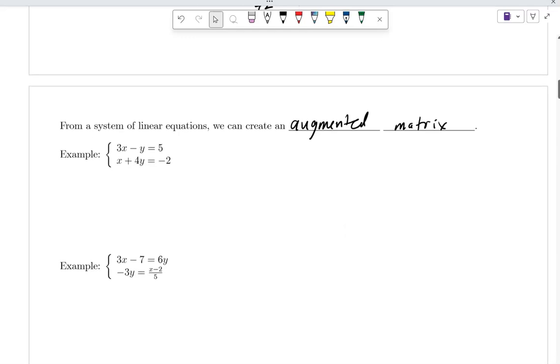The first thing that you want to make sure that you have is that your system of equations is written in standard form. Notice that this one's in standard form, right? We've got the x's first, then the y's, then the equal sign, and then the 5 and the -2 on the right-hand side. Is the second one here in standard form? No. So when we get to this example, the first thing we're going to want to do is convert this to standard form before we try to write the augmented matrix. But here's how you write it.